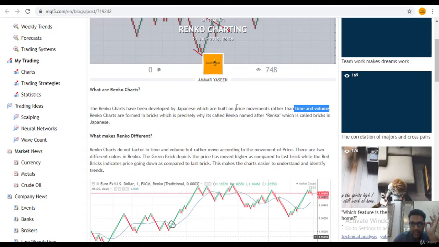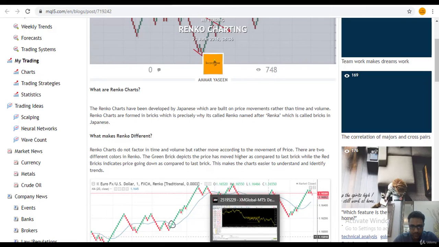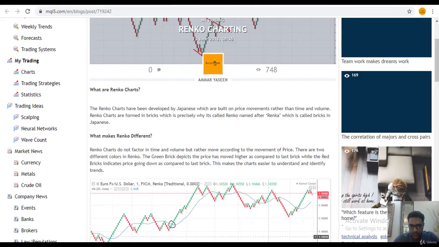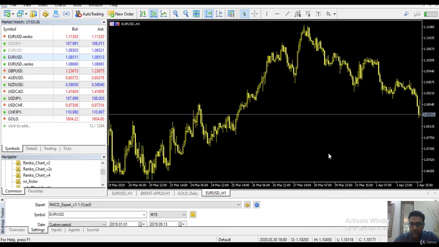So how does it do this? The Renko charts are formed in bricks, which is precisely why it's called Renko, named after Renka, which means bricks in Japanese. So one candle in the Renkos is basically a brick. So what is a brick? Let's move on to regular charts first.